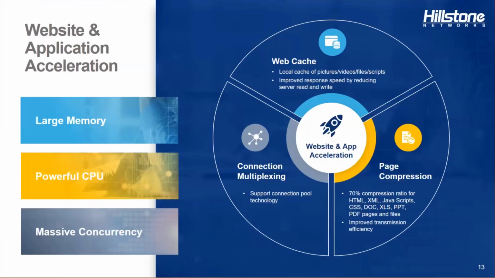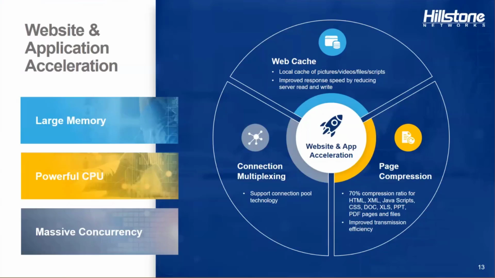Hillstone's ADC supports web and app acceleration features. First and foremost, it supports web caching, because as we know, server and link performance can be very unpredictable. So web content can be cached on ADC to serve requests faster. We support many different kinds of file types, from web pages to images to videos to scripts.